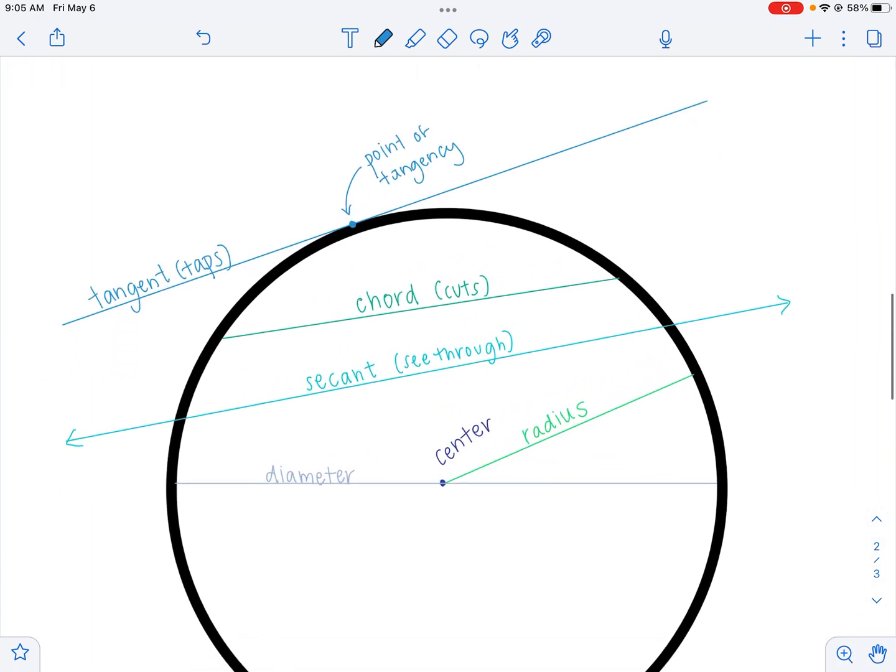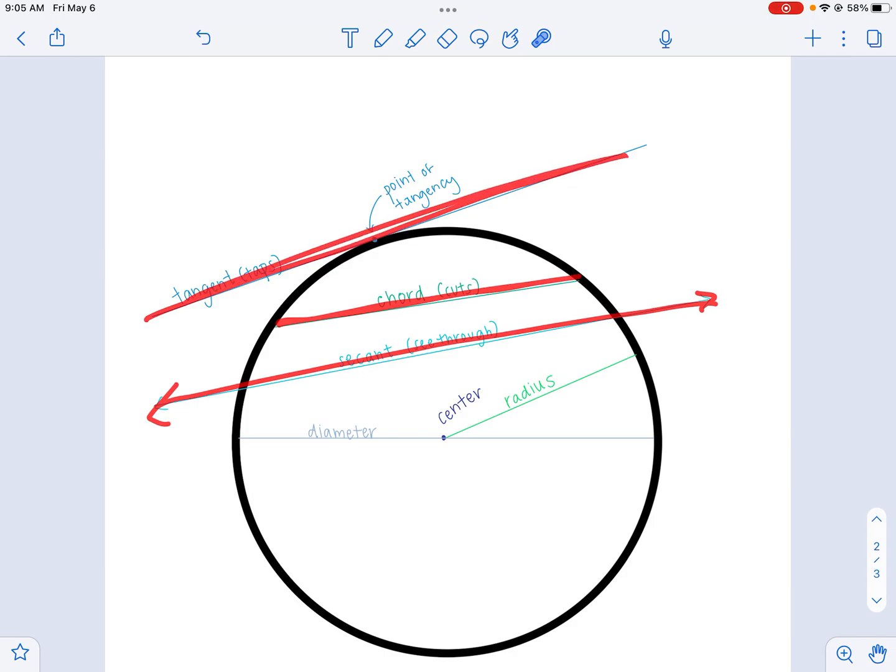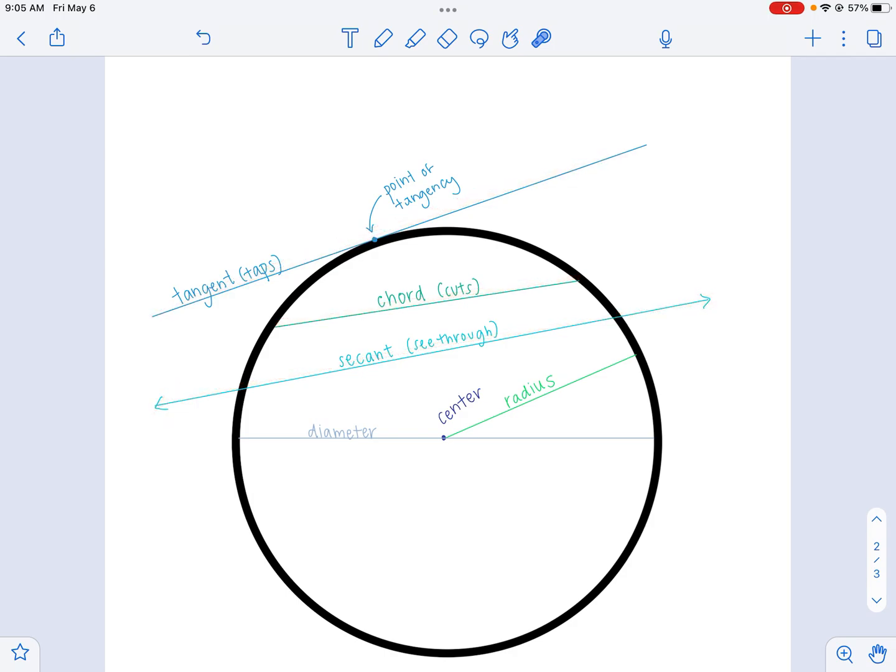So some of these words are new. So just remember, a chord cuts the circle. It's a segment that cuts. A secant's like a line that sees through. And a tangent will just tap the circle. You've heard radius before. You've heard tangent before.